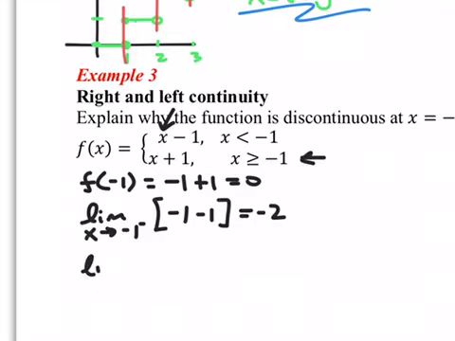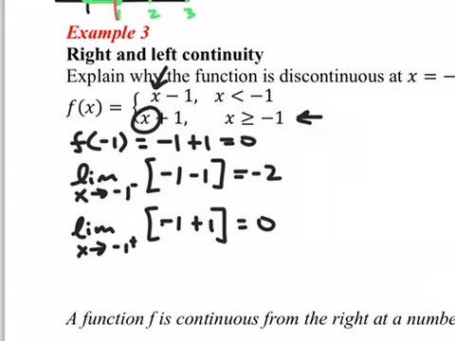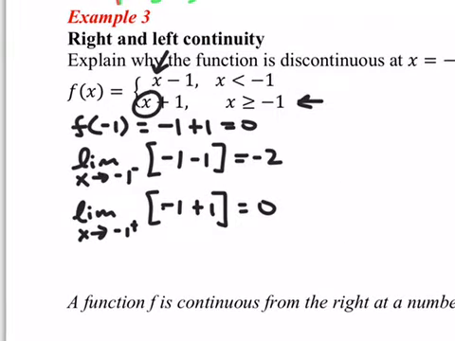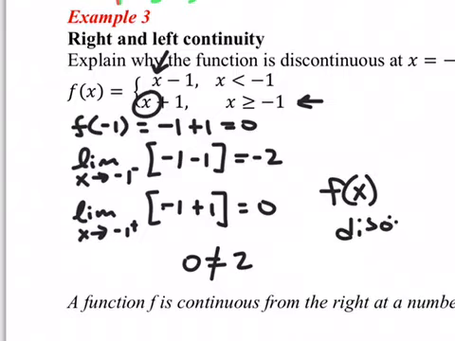Now the limit from the right side of -1 is what I did earlier, right? It's just plugging in a -1 here, plus 1, which equals 0. And because these two left and right-handed limits do not equal each other, right? 0 doesn't equal -2, therefore f of x is discontinuous at x equals -1. If I could spell discontinuous.